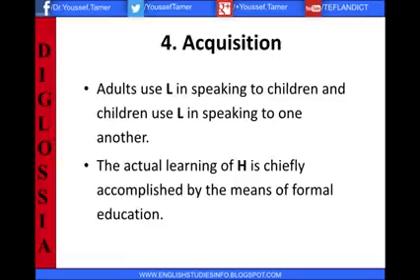So therefore they learn it as a mother tongue, they learn it at home. The actual learning of H, or high variety, is chiefly accomplished by means of formal education at school, at a later stage. That's why, psychologically speaking, we are much more connected somehow to the low variety, Moroccan Arabic, even if we don't consider it as prestigious, right? In the sense that when we are children, we start learning, so we are socialized.